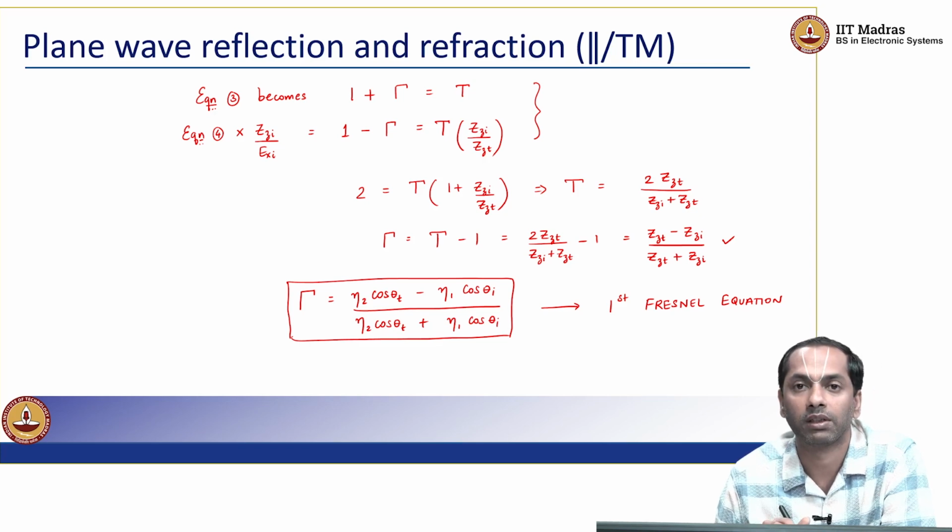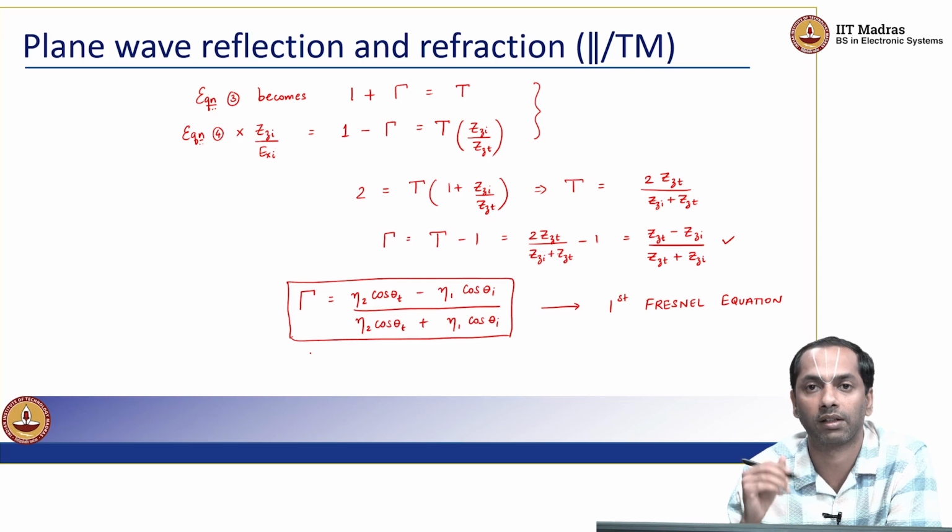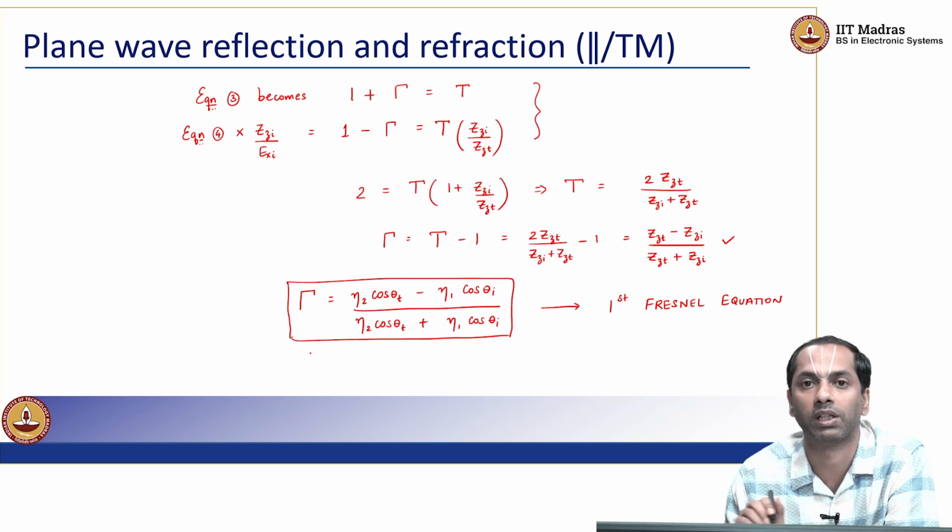Because remember, gamma is essentially EXR by EXI, okay, EXR being the unknown, and EXR gives you H0R, right. So, we are just essentially solving for those, and the right hand side you should be convinced is all known quantities. Theta I, theta t, eta 1, eta 2 are all known quantities, right. Theta t comes from your Snell's relation.